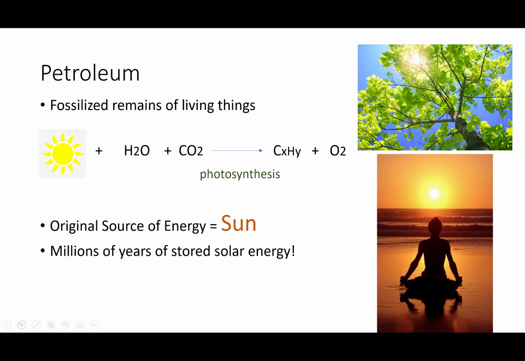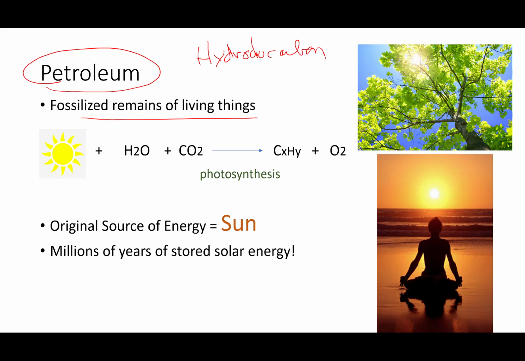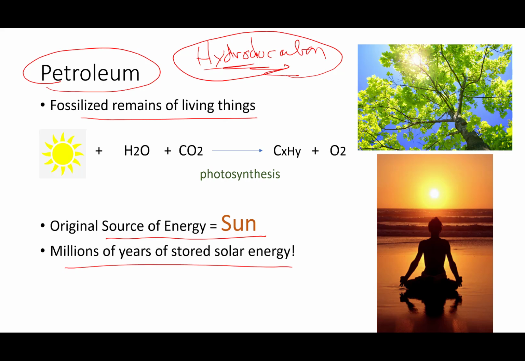Now, petroleum is a whole mixture of all of these fossilized hydrocarbons. Now, where did they come from? Well, they came from the fossilized remains of lots of living things. The law of conservation of energy says energy cannot be created or destroyed. So where did the energy come from in these hydrocarbons that we are now using as fuel? Well, this is actually stored solar energy, millions of years of stored solar energy.